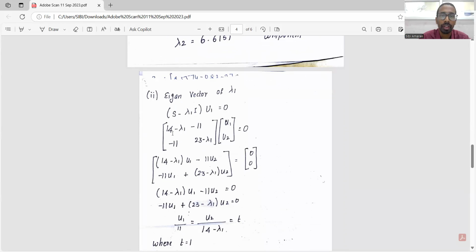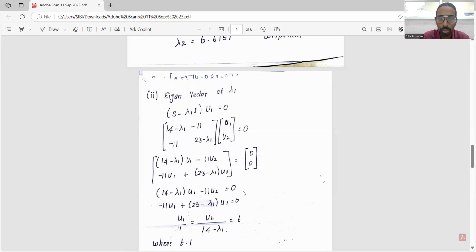Same thing, lambda 1 is greater. So (14 minus lambda 1) U1 minus 11 U2, and minus 11 U1 plus (23 minus lambda 1) U2. This is the first equation and this is the second equation. If I simplify the first equation, (14 minus lambda 1) U1 equal to 11 U2. I skip this step.